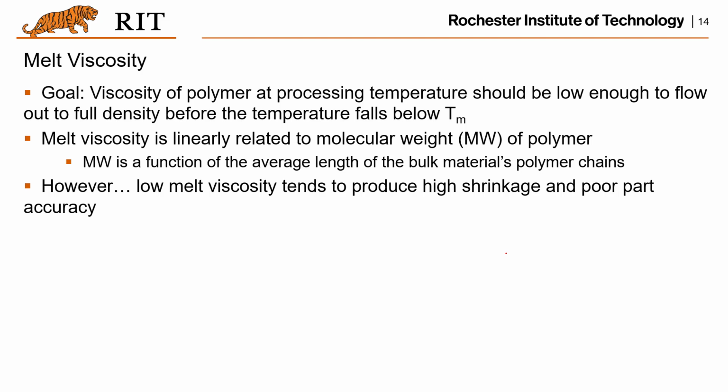And another property is the melt viscosity. The goal is that the viscosity of the polymer at the processing temperature should be low enough to flow out, such that a full density part could be built, because if the melt flows out, it will spread out and make the part a higher density. But that should be a trade-off, because the lower viscosity usually will lead to a high shrinkage and a poor part accuracy as a result.